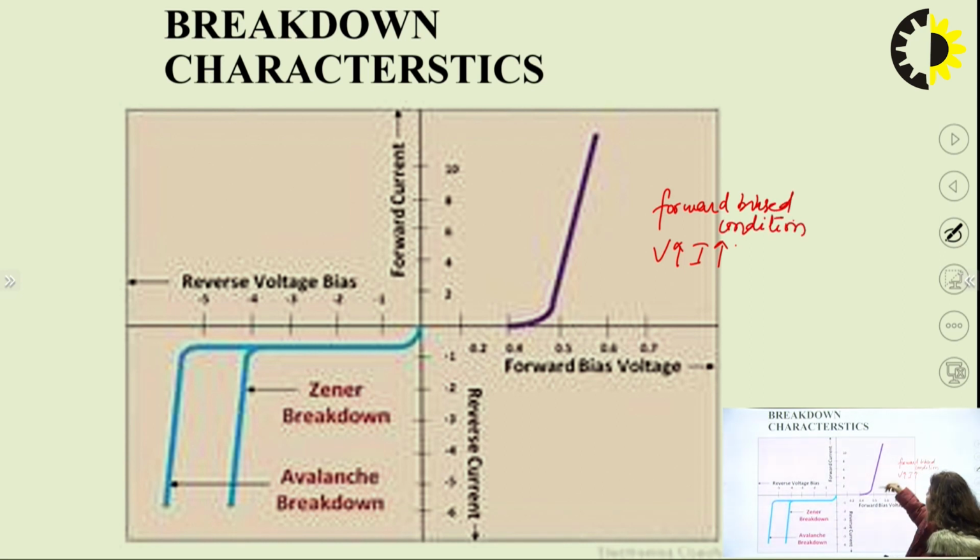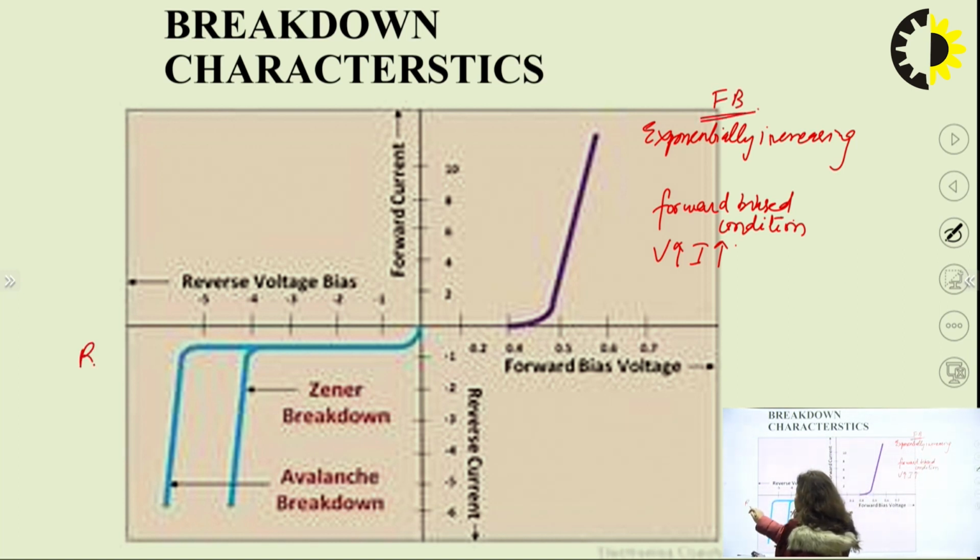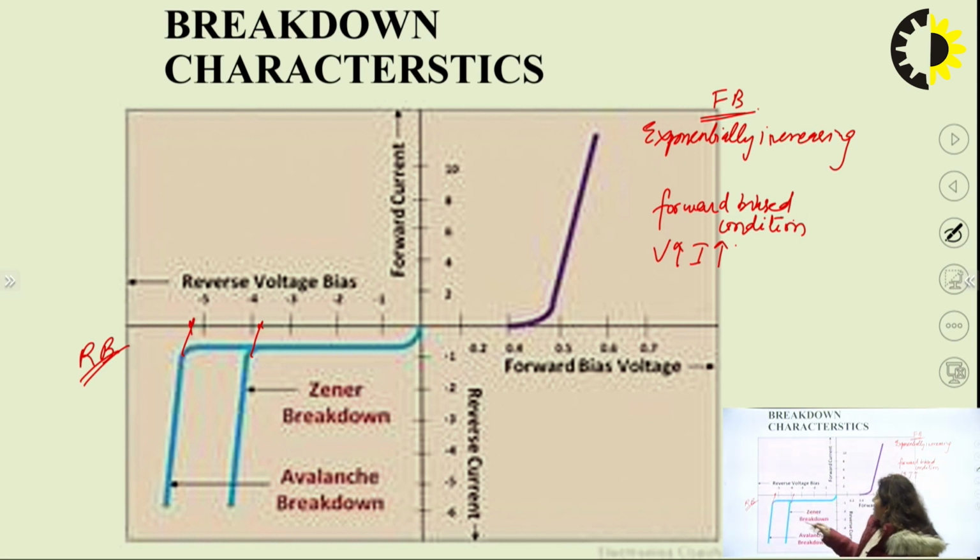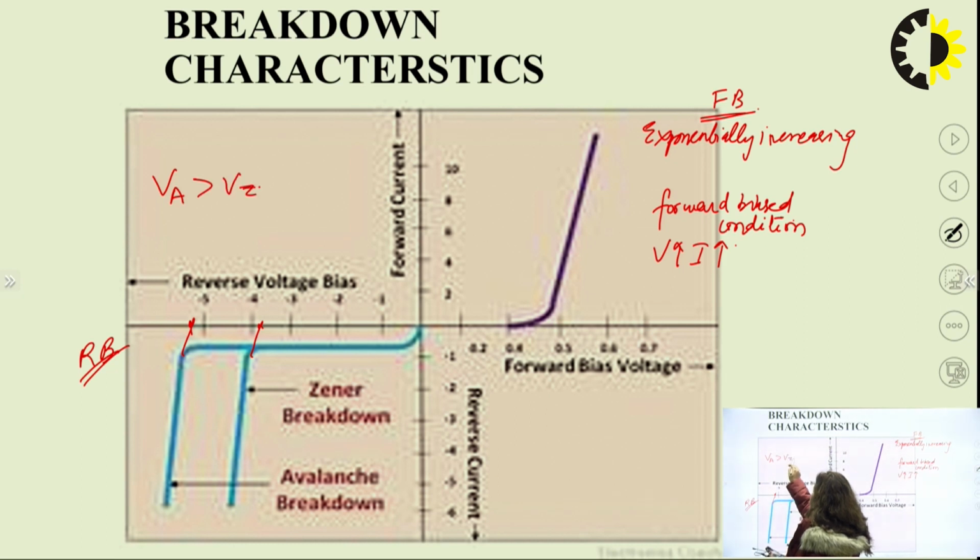So we can see that the graph is exponentially increasing in the case of the forward biased. But in the case of the reverse biased, what will happen? There will be a Zener breakdown voltage and there will be an avalanche breakdown voltage. So here avalanche breakdown voltage VA is always greater than VZ.